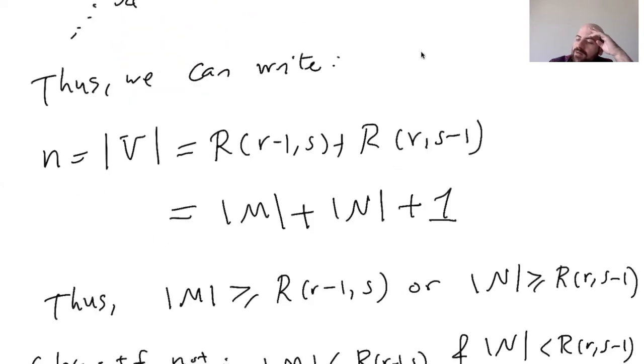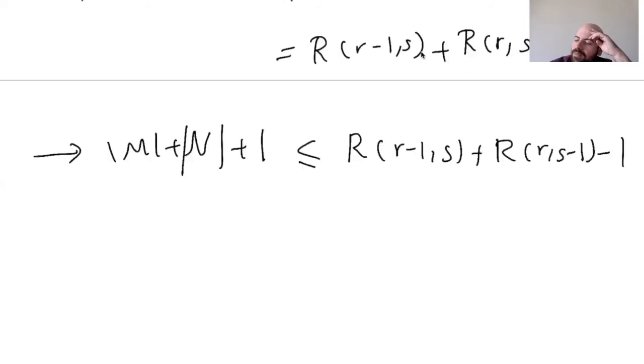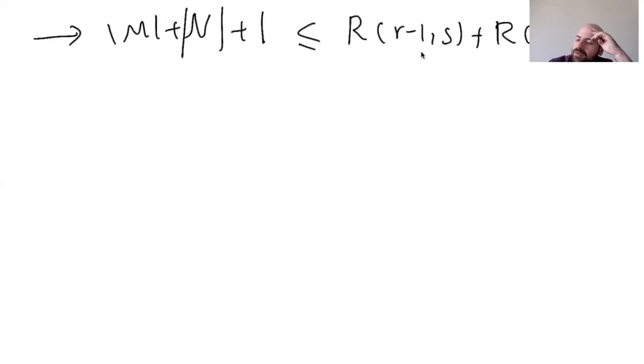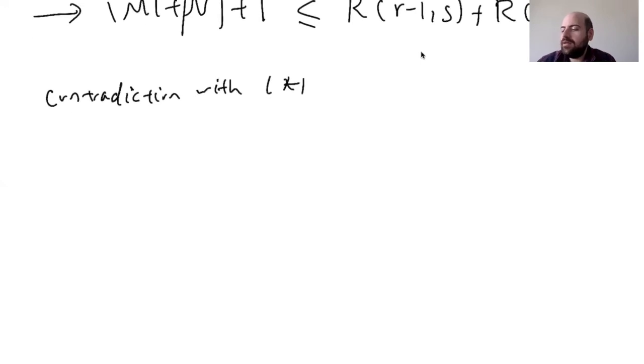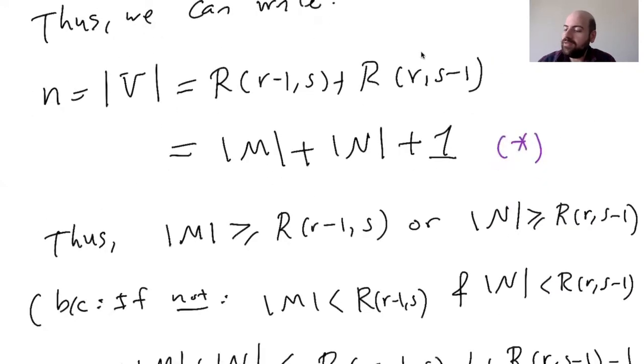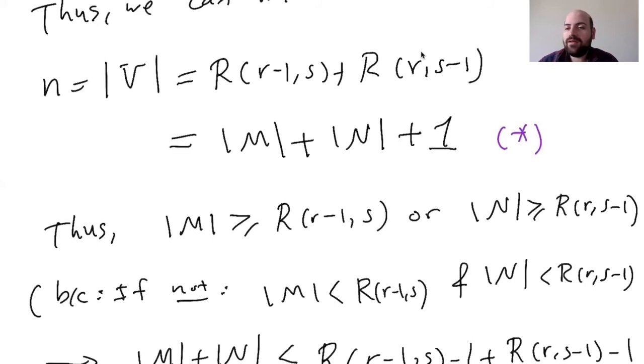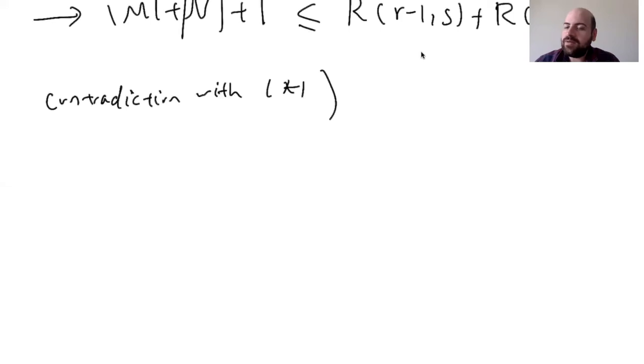And this is a contradiction with, so let me call this expression star, contradiction with star. Okay, and then that means that I have either the number of elements of M bigger than or equal to capital R of R minus 1 and S, or the number of elements of capital N bigger than or equal to capital R of R and S minus 1. Okay, now let's proceed.